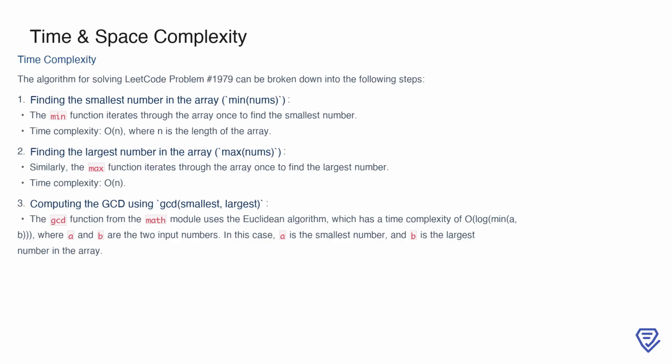Next, we use the max function to locate the largest number in the array. Similar to the min function, this also involves a single pass through the array, resulting in another O(n) for this step. Finally, we compute the greatest common divisor, or GCD, between the smallest and largest numbers using the GCD function from Python's math module. The GCD function employs the Euclidean algorithm, which has a time complexity of O(log(min(a, b))), where a and b are the input numbers. In our case, a is the smallest number, and b is the largest number. These steps together form the foundation of the algorithm's time complexity.